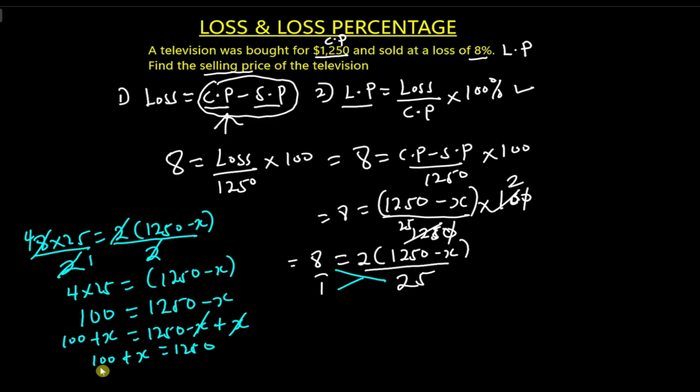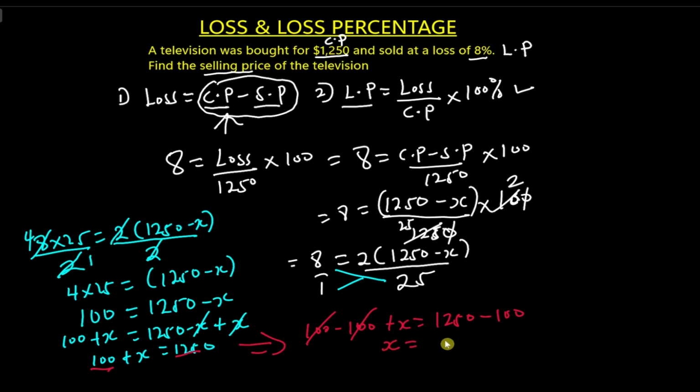Now we want to move this 100 to this place, so let's subtract both sides of the equation by 100. So over here, 100 minus 100 plus x, which is equal to 1250 minus 100. And then the 100 also cancels out.